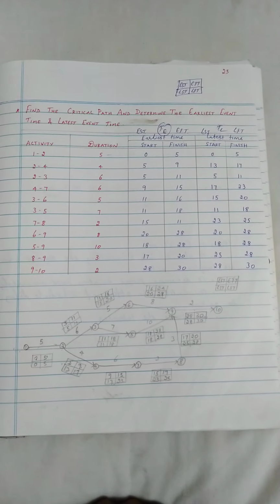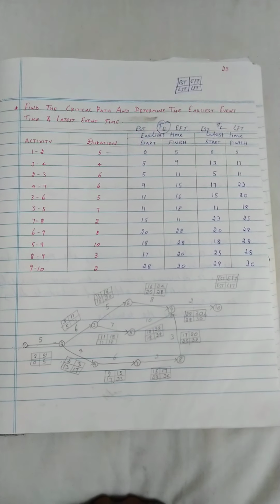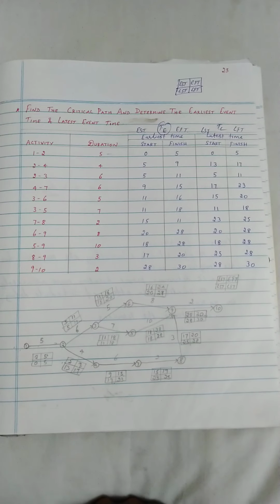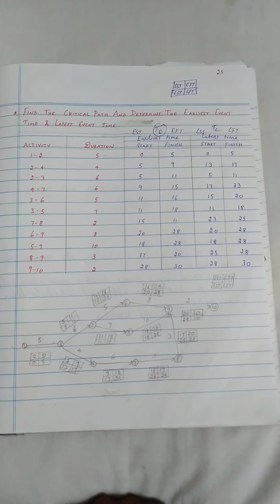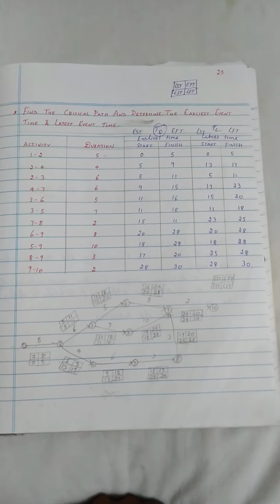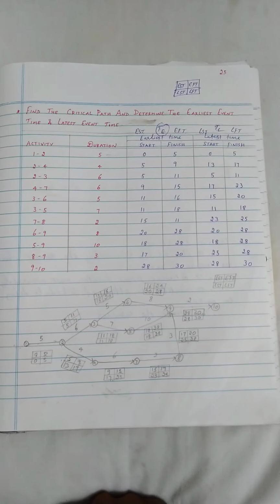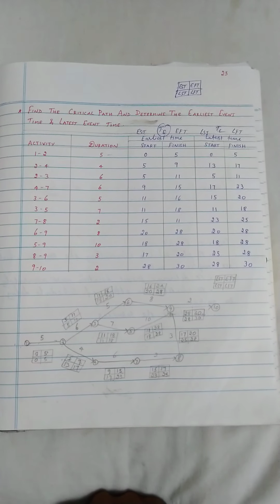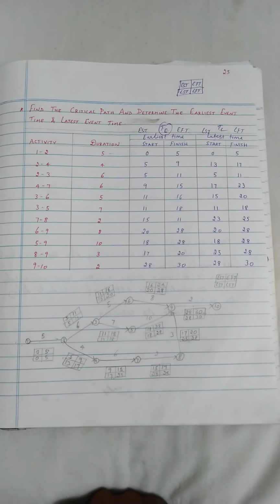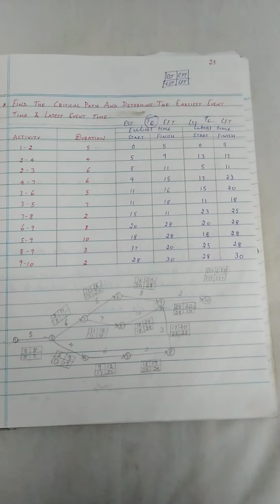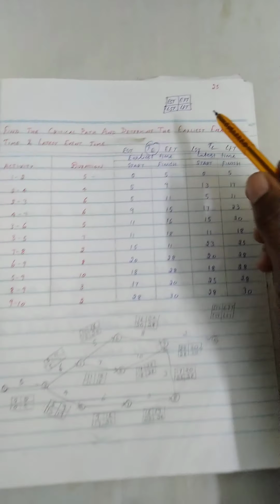So now we're going to see the second part of the CPM, that is to find out the earliest event time and latest event time. To determine the earliest event time and latest event time, there are many methods to solve this. Today we're going to discuss one of the easiest methods of solving earliest event time and latest event time. So this is the simple rule here.